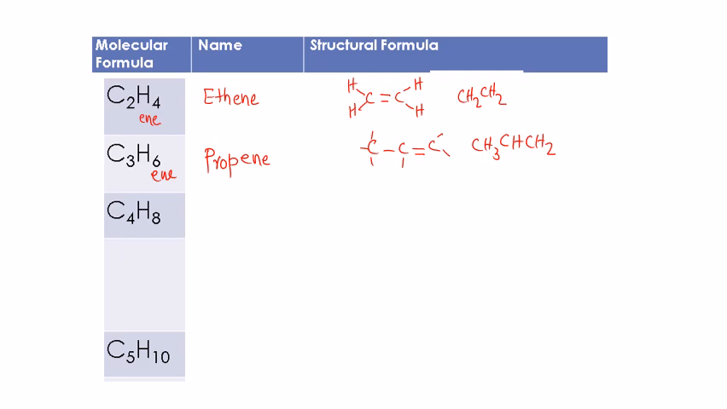Okay, so now say C4H8, 4 times 2 is 8. So that will be again an alkene. The prefix and suffix is but and ene, butene. So 1, 2, 3, and 4. I'm going to put one double bond here.